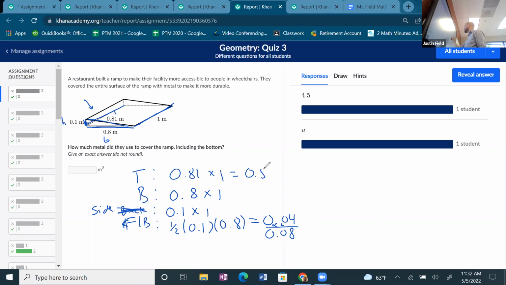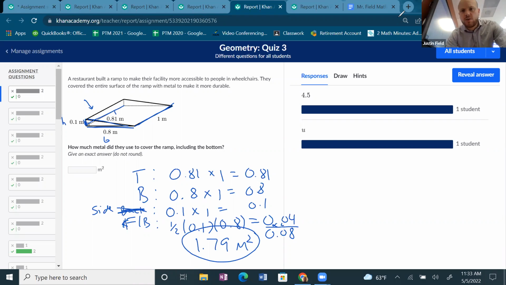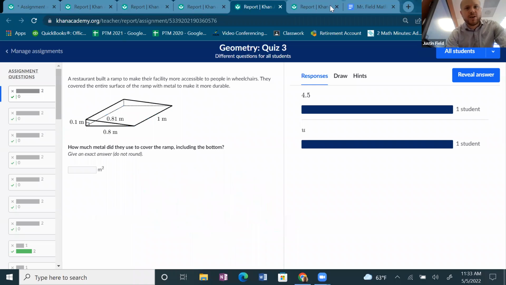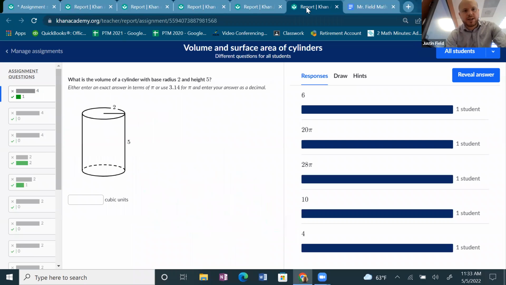So this is 0.8, 0.8, 0.1, and we're adding them together as well. I don't know why I'm using a calculator so much today. 1.79. So it's 1.79 meters squared. All right, so go for it. Find those surface areas. Very important concept.